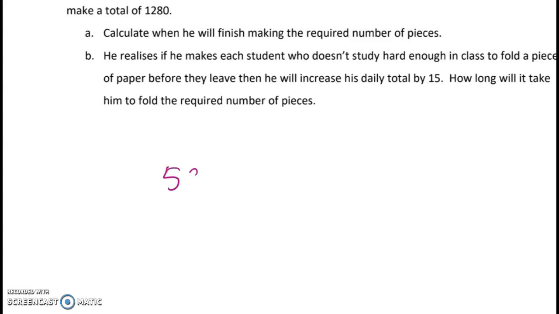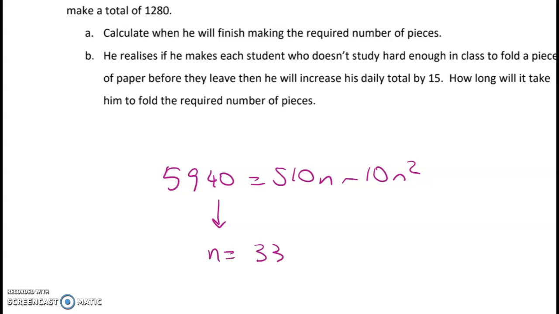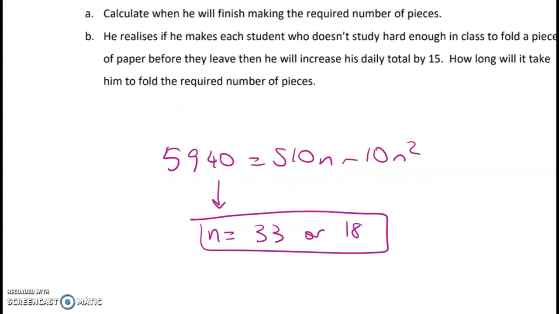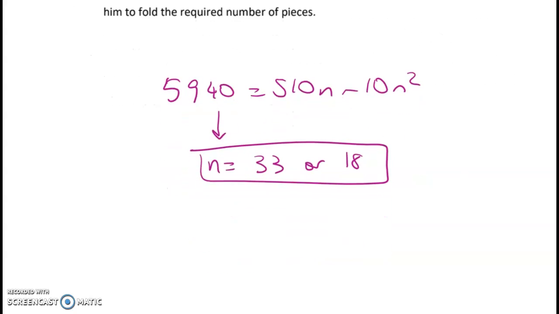So 5940 is equal to 510n minus 10n squared. So when we go through and we solve that, we get n is equal to 33 or 18. So this is the first time that we've got two positive solutions. And you might want to think about why that's happening.